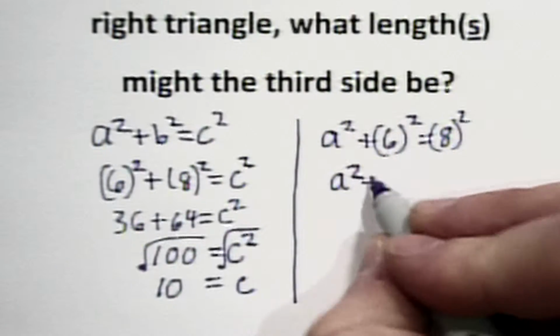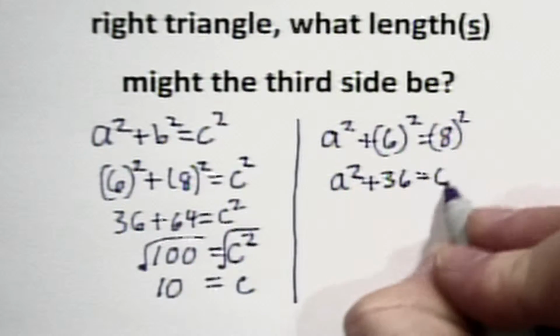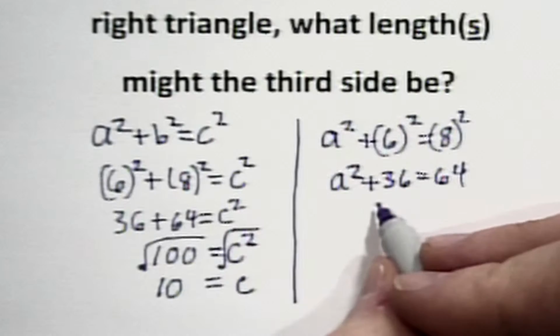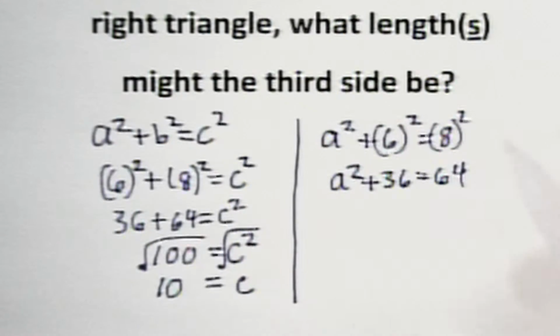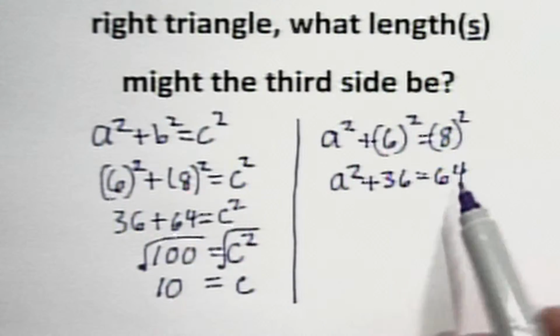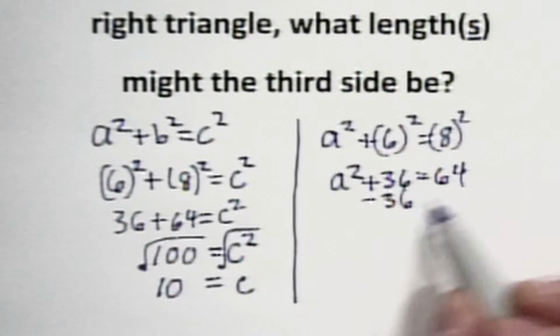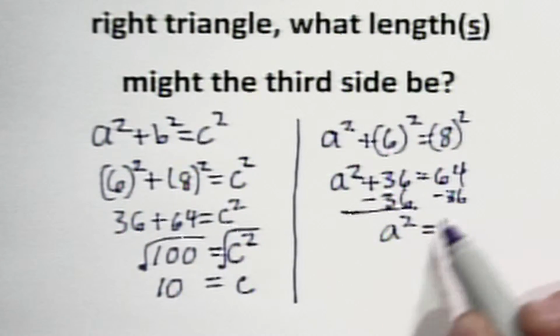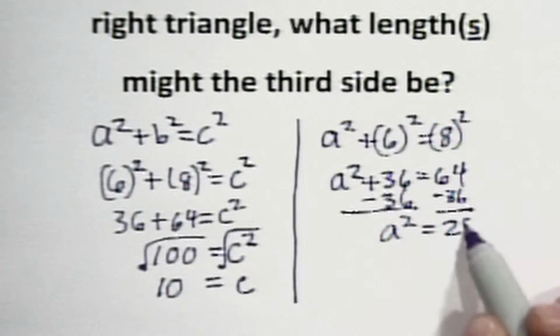We got a squared plus our 36 equaling 64. There you have it. And you know what? We're going to subtract that 36 this time. We didn't add it because we're going across the equal. So we're going to subtract 36. See that? And that's going to leave us with a squared equaling, looks like 28.